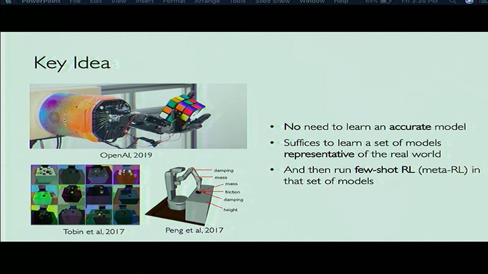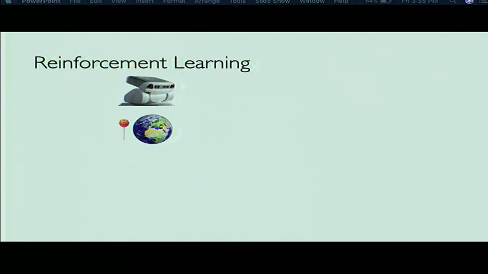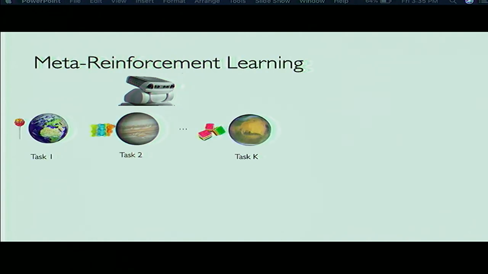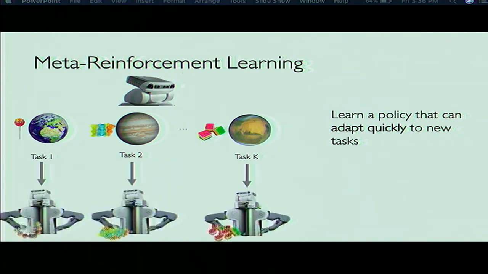In our work, we use these to learn a diverse set of models, and then we learn a meta policy on top of those models. In standard reinforcement learning, you just have a single agent and one task. In the context of meta reinforcement learning, you have a bunch of tasks, where each task could be either a different reward function or a different environment. And the goal of meta reinforcement learning is to learn a policy that can quickly adapt to a new task. So essentially, after a few interactions in a new task, what you want is to be able to adapt your policy and maximize the performance in each of these tasks.